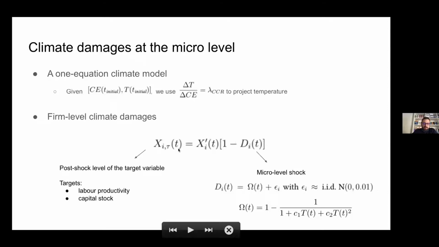And then the damages. So we have heterogeneous firms, which are hit by damages at every time step. And this damage comes from a standard damage function. So this is the damage function that we used. And then we have a little bit of noise here. In what I'm going to present, our noise is IID, but we can play with this error term in order to have shocks that are autocorrelated, or spatially correlated, because agents in a particular location might be more exposed to climate-related shocks.